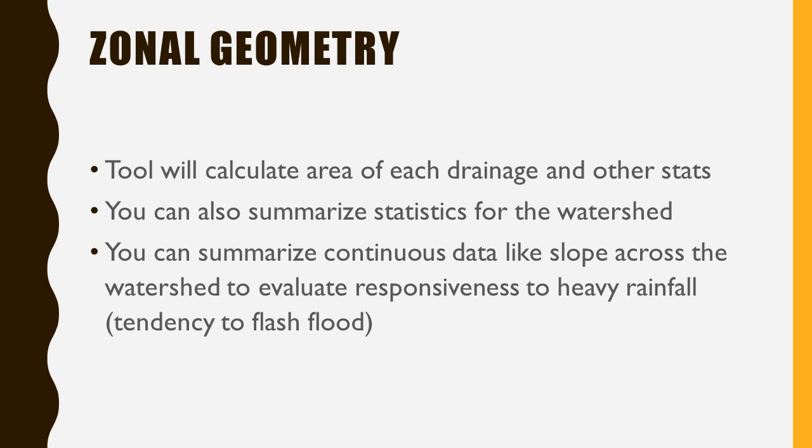Zonal geometry is another tool we use a lot. This allows you to calculate areas for each drainage or for other stats. Basically, you have one data set that has information you're interested in and another data set that defines the zones, and then you calculate or summarize or statistically analyze data in the first data set relative to the delineating factors in the second.